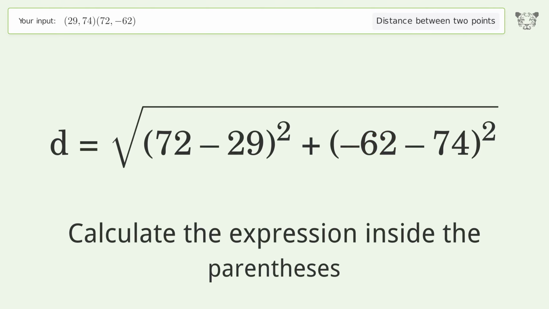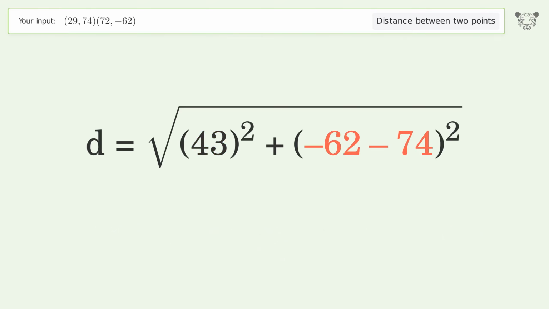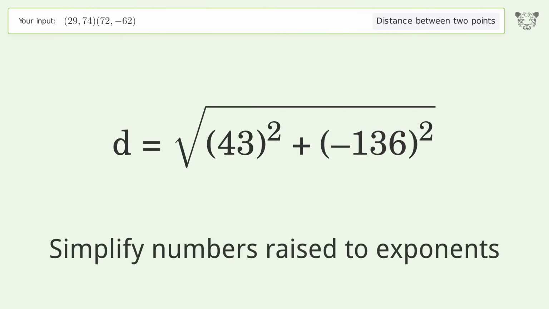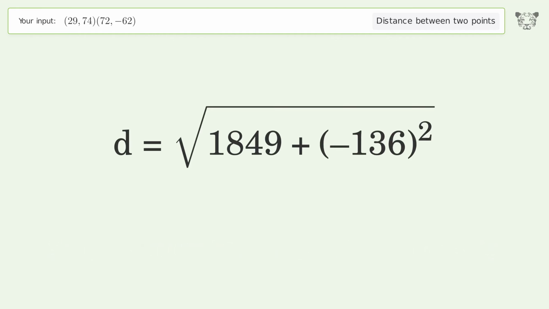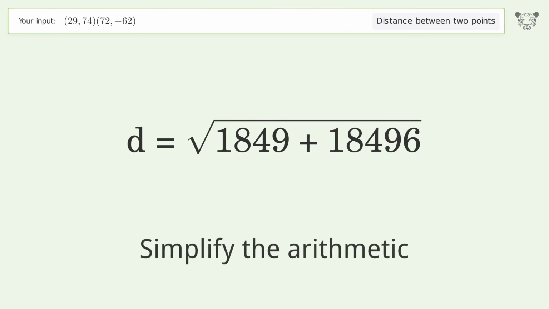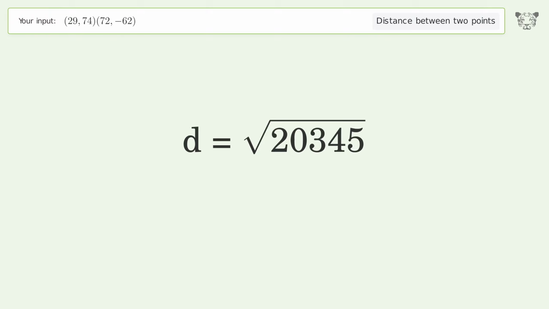Calculate the expression inside the parentheses. Simplify numbers raised to exponents. Simplify the arithmetic. And so the distance between the 2 points is the square root of 20,345, or 142.636.